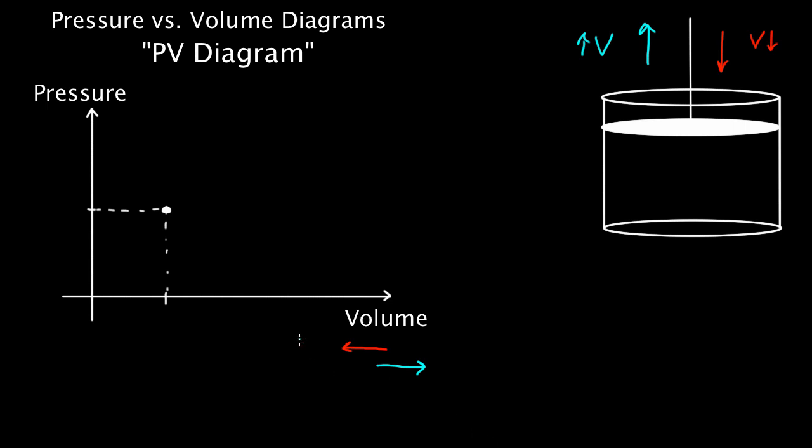How would I represent that? Well, volume's got to go down. Pressure would have to go up. So I might take a path that looks something like this. Volume's got to go down to the left. Pressure's got to go up, so maybe it does something like that.